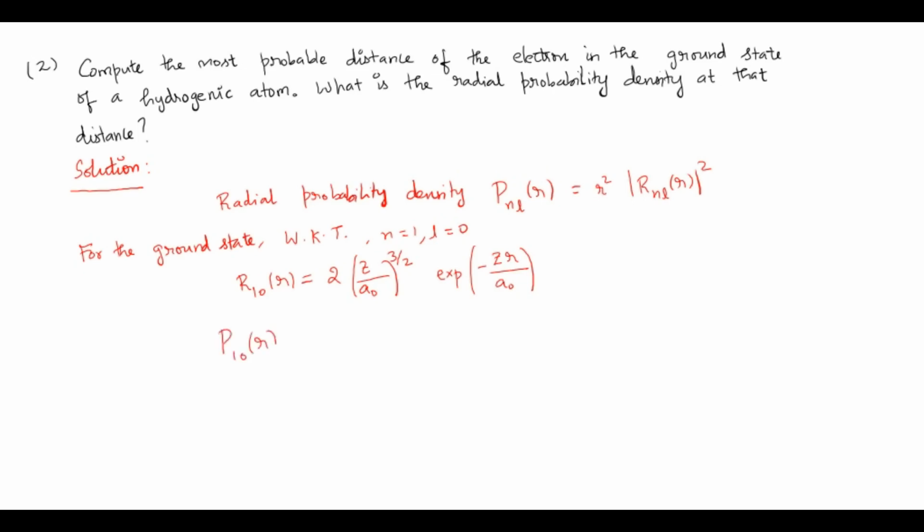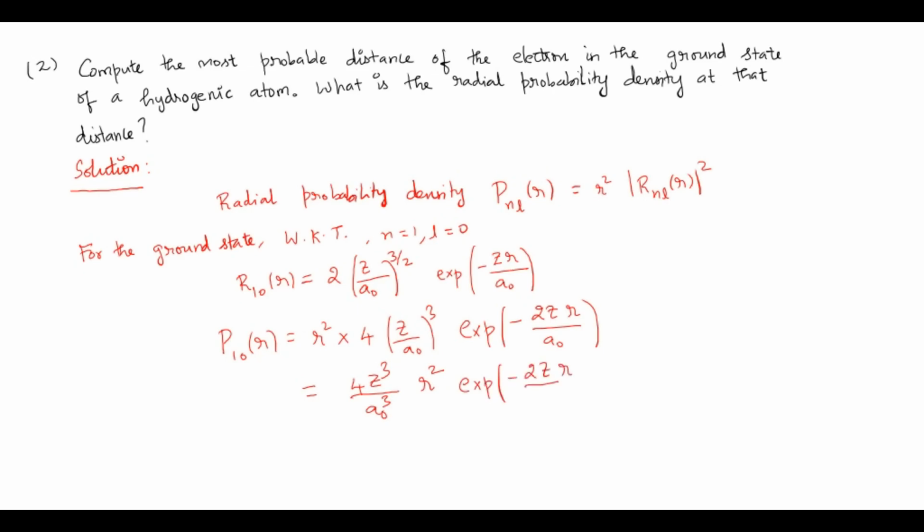P_10 of r, because this is for the ground state, the radial probability density now becomes r squared times R_10 star into R_10, and therefore it is simply 4 times (Z by a_0) whole cube, and exponential of minus 2Z r divided by a_0. So this is the radial probability density: 4Z cube by a_0 cube r squared into exponential of minus 2Z r divided by a_0.